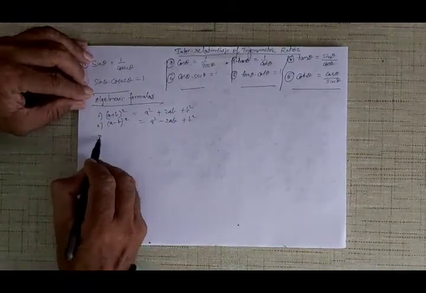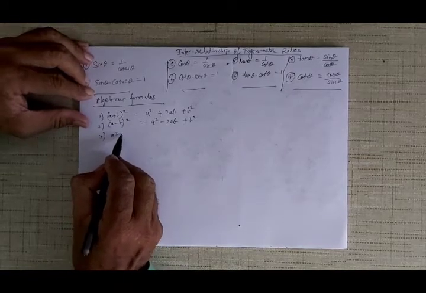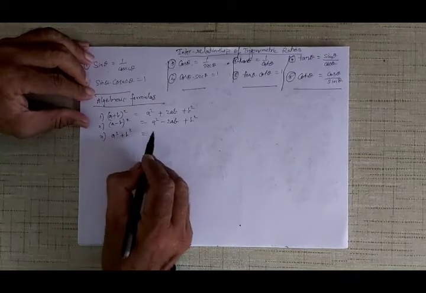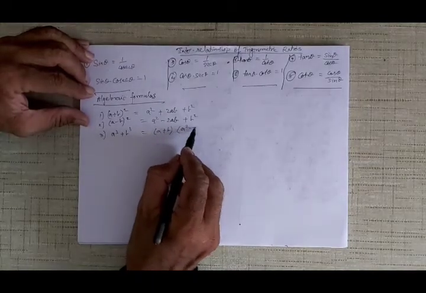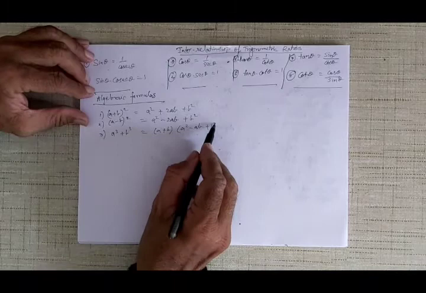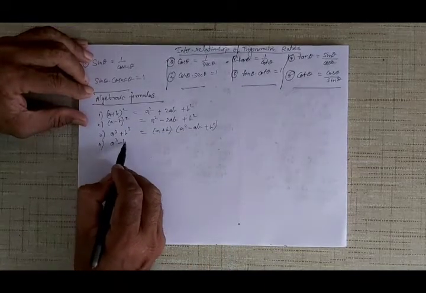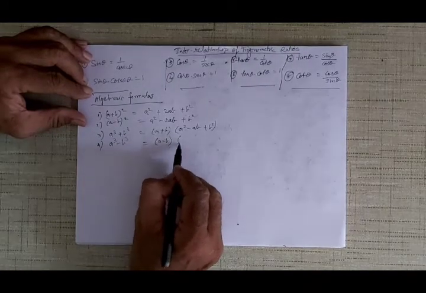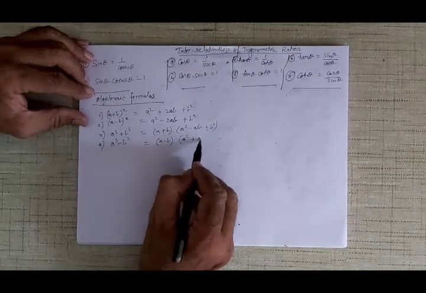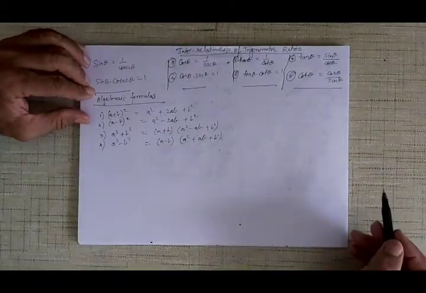Then you should know that a cube plus b cube is equal to a plus b into a square minus ab plus b square. You should also know a cube minus b cube is equal to a minus b into a square plus ab plus b square. These are formulas that you have already done in 9th standard, in 8th standard.